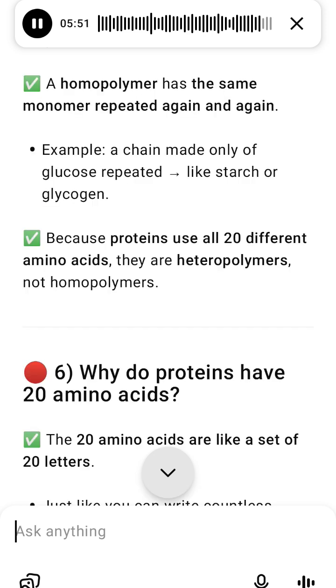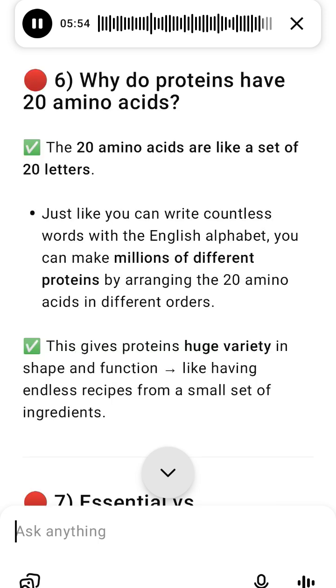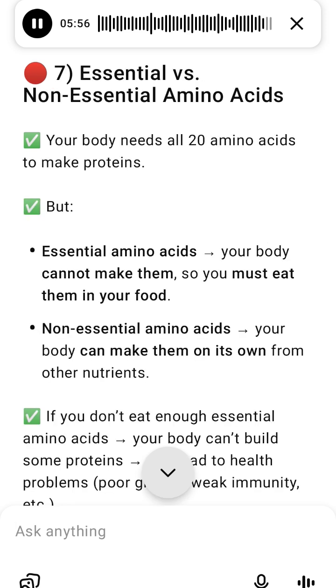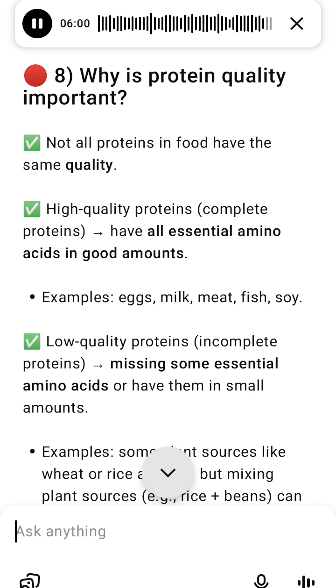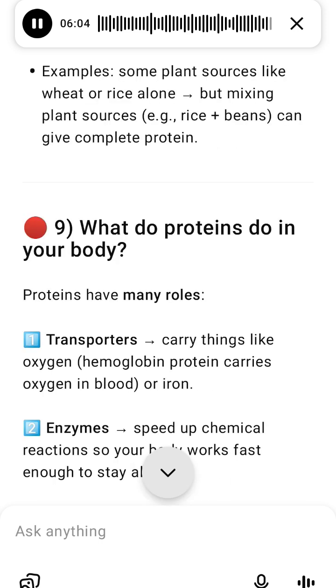Essential versus non-essential amino acids. Essential amino acids: your body cannot make them. You must get them from food, your diet. Non-essential amino acids: your body can make them on its own. Why it matters: if you don't eat enough essential amino acids, your body cannot build certain proteins, which leads to poor growth, weak immunity, or other health problems.